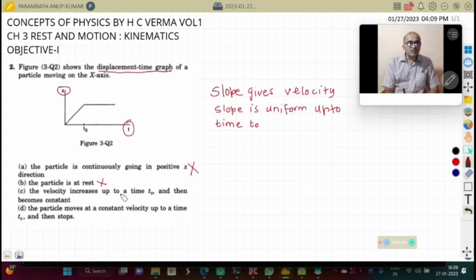The velocity increases up to time t0 and then becomes constant. This gives an idea as if there is an acceleration up to time t0. But we are saying that the slope is uniform up to time t0. Therefore, velocity is uniform up to time t0. So this is also wrong. The last option, the particle moves at a constant velocity up to time t0 and then stops. This is the only correct option. I hope this is clear to you, students.